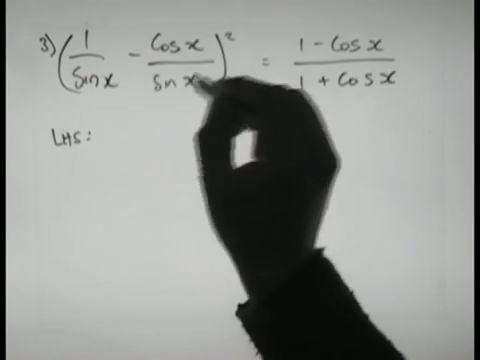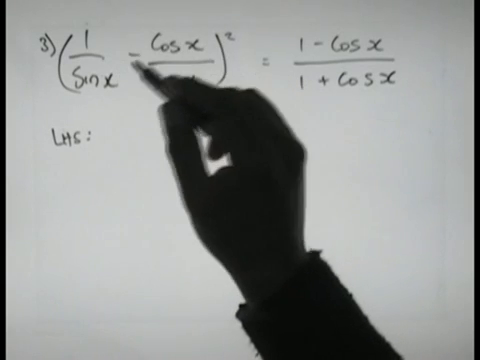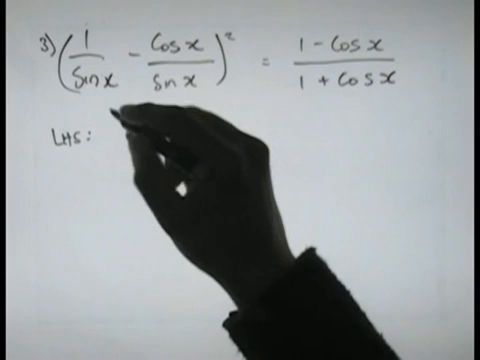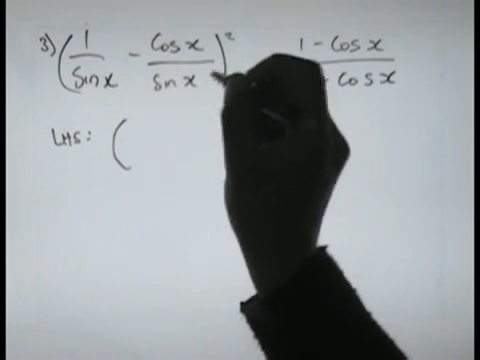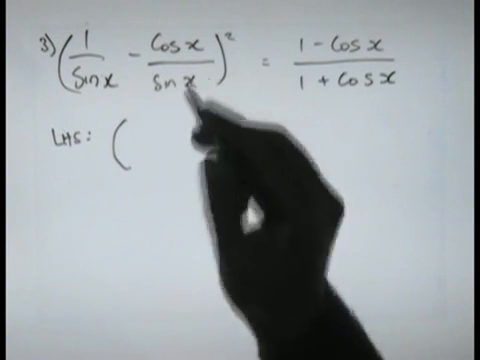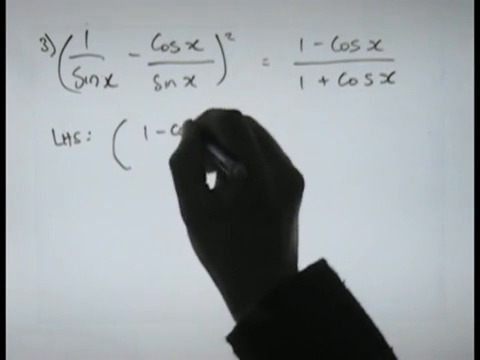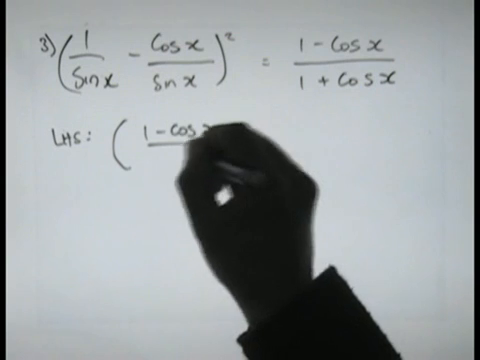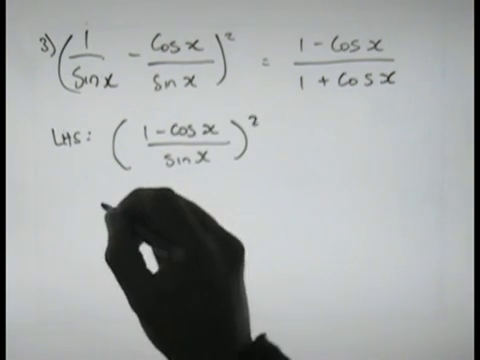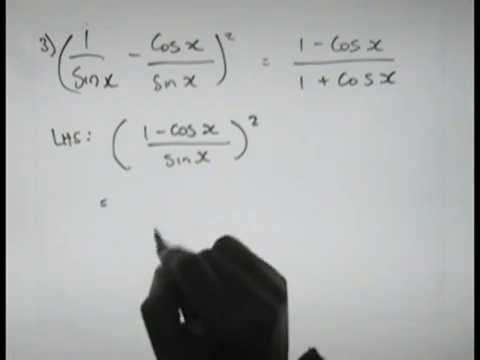Now the left hand side does look like a bit of a nasty one. Let's not square it at first. We're still going to keep it squared, but we've got a common denominator of sine x, so can't that become (1 minus cos x) all over sine x, squared? Now we can square it.